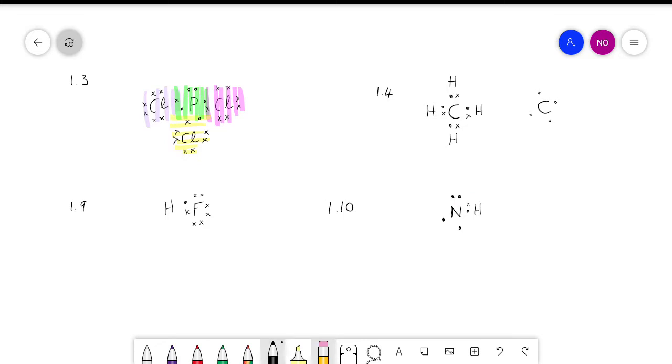And then it has a H on each of its bonding sites.